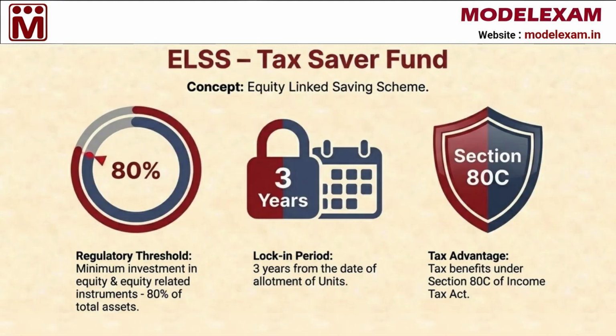For those looking to save on their taxes while they invest, the ELSS or Equity Linked Savings Scheme is a popular choice. This tax saver fund requires at least 80% investment in equity and comes with a lock-in period of 3 years from the day you are given your units. The big advantage here is the tax benefits you receive under Section 80C of the Income Tax Act.